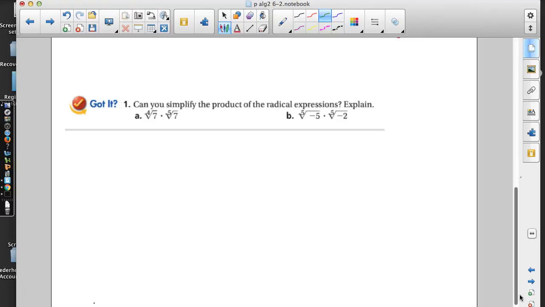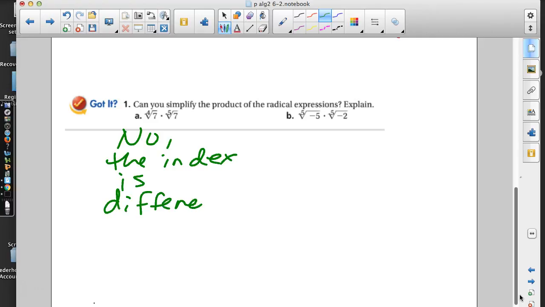Now that you're confident in your answer, what'd you put for A? Why? I have the same index. What'd you put for B? Yeah. That's a yes? Yeah. They have the same index.